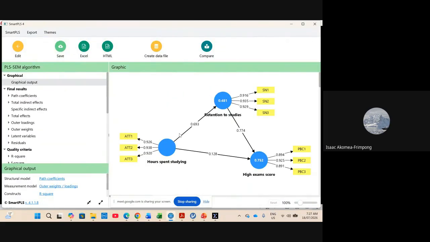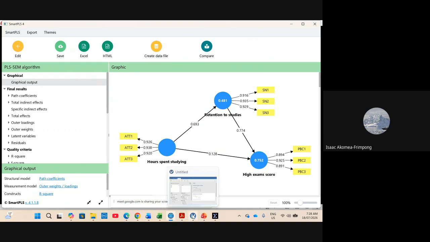When you run this PLS-SEM, you see here the factor loadings. They are all 0.9, 0.8. These are perfect. These are good. These are very perfect. Great. But in many situations, you will not get 0.926, just like when running factor analysis.